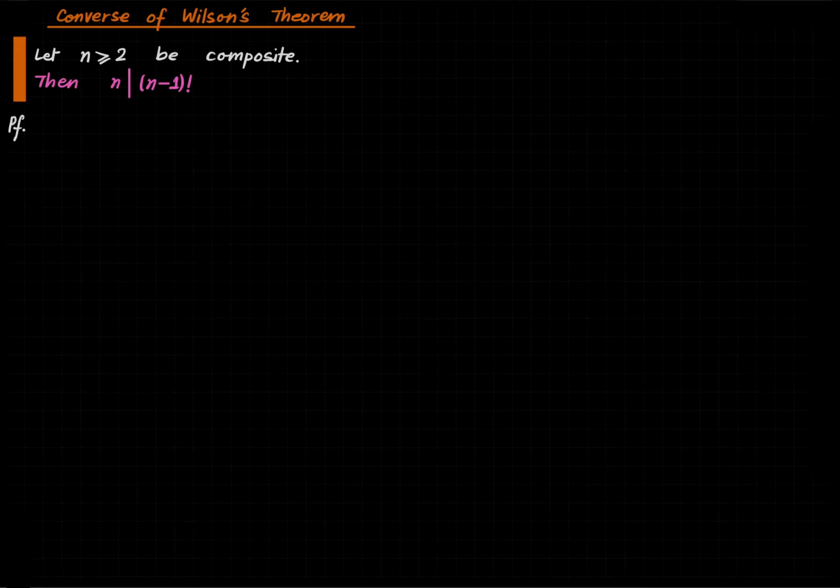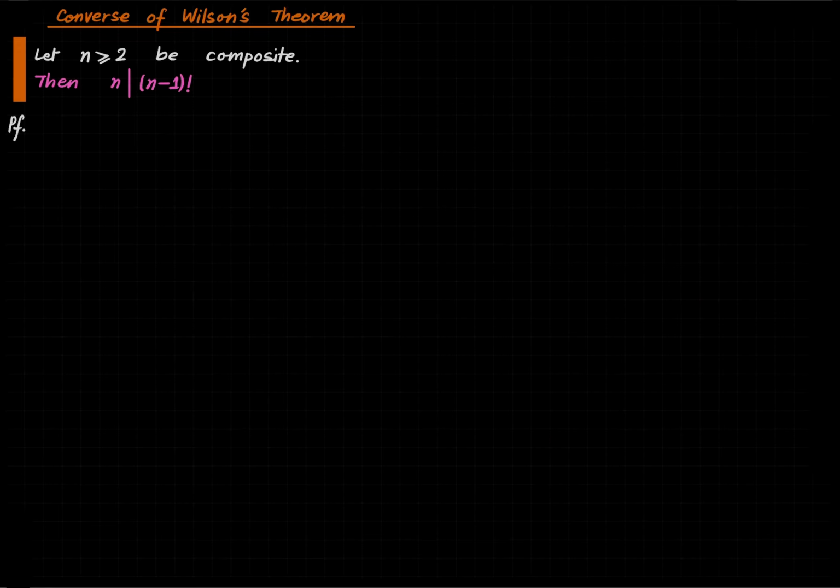Okay, so the stronger statement that we are proving is that if n is composite, then it divides n minus 1 factorial. Not obvious. So you can think about it. It's not very difficult. There could be many proofs of it. In fact, there are many proofs of it. But let me give a proof using the sieve of Eratosthenes.